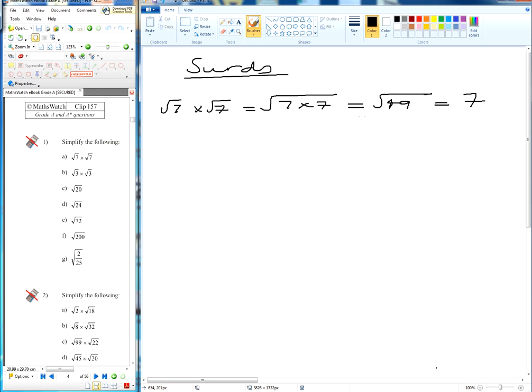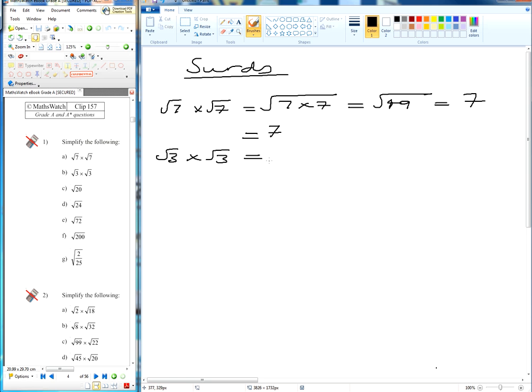Now, in this particular question, I've done it the long way just to show you how it works. But really, when you multiply any root by itself, it simply gives you the number inside. So root 8 times by root 8 will give you 8, and so on and so on. Okay. Next one, we have root 3 times by root 3. Okay, let's do that one.